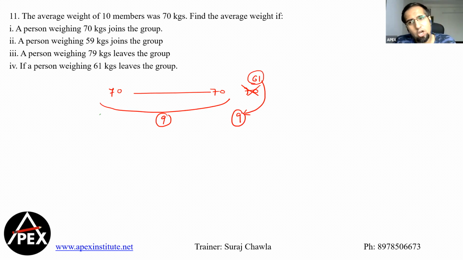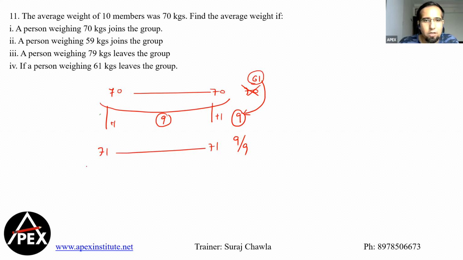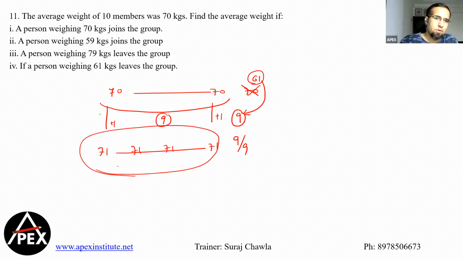If he's leaving 9 chocolates, we'll share them, right? So we are 9 people. We'll divide 9 chocolates amongst each one of us equally. So therefore, each one of us will get 1 chocolate. Now since everyone has 71, the average also becomes 71. Clear, guys? Any doubts here? Quick responses, please.